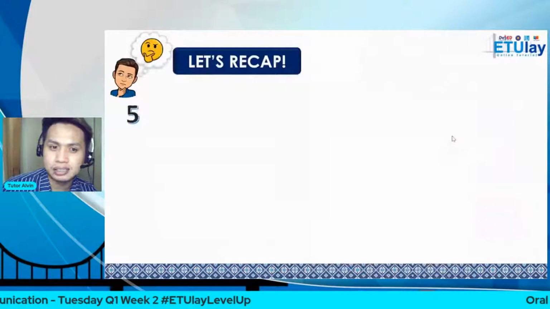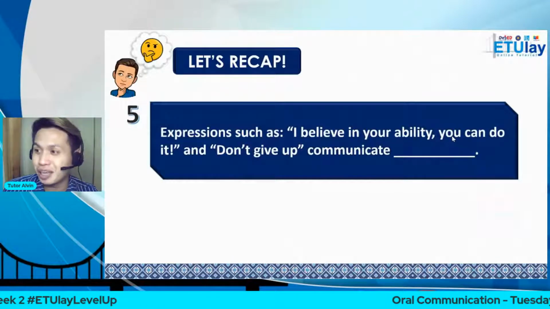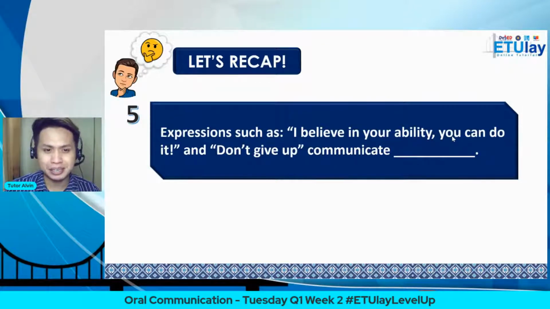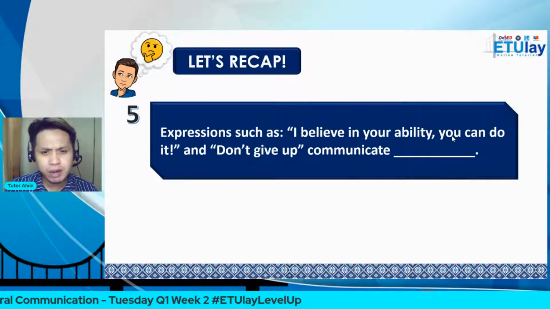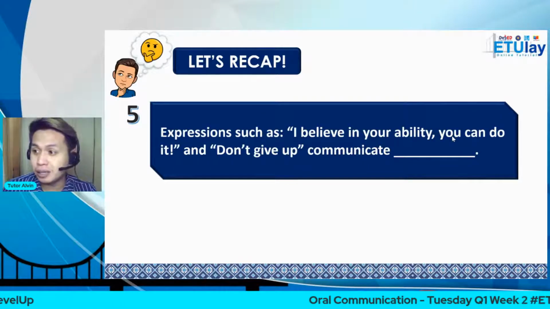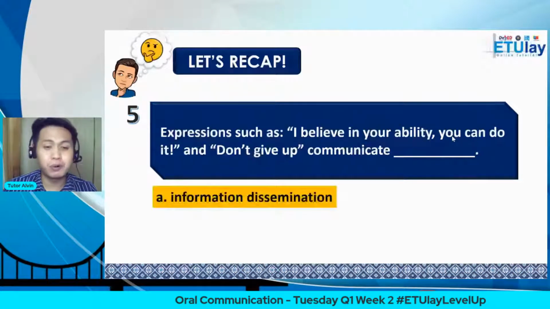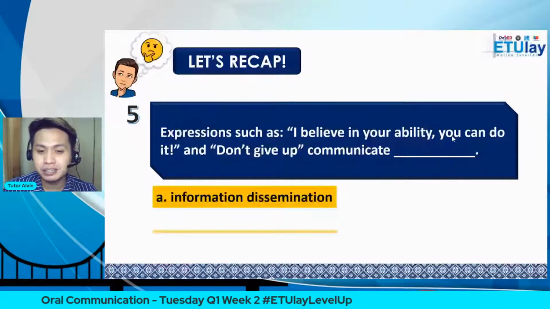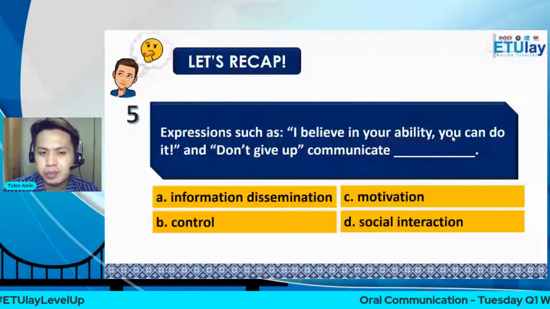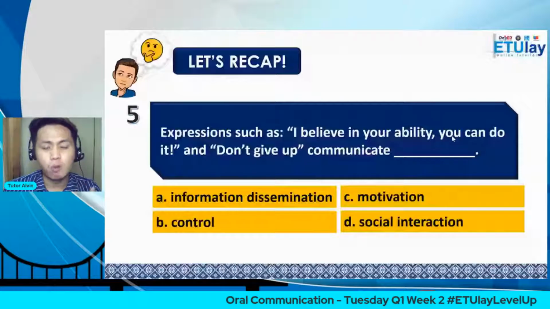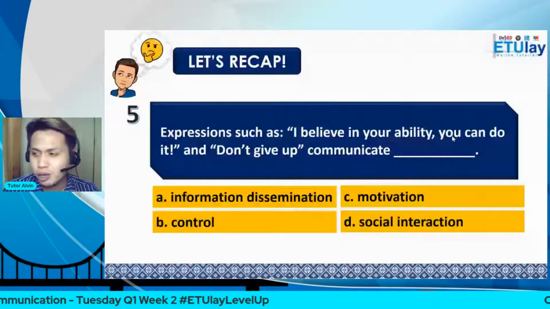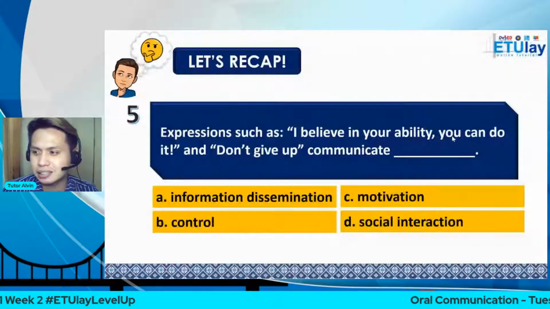And the last question is, we also talked about the functions of communication. So let's have a review. Expressions such as, I believe in your ability, you can do it, and don't give up, communicate what? A, information dissemination. B, control. C, motivation. Or letter D, social interaction. What do these utterances express? To inform, to control, to motivate, or to socially interact?